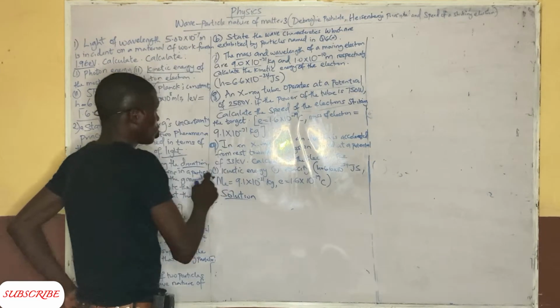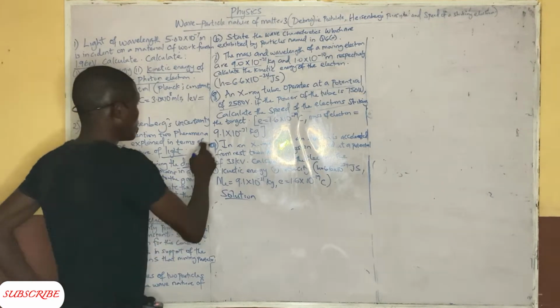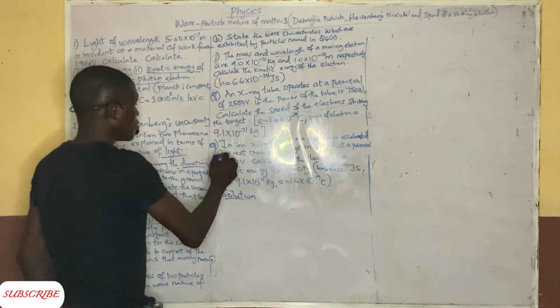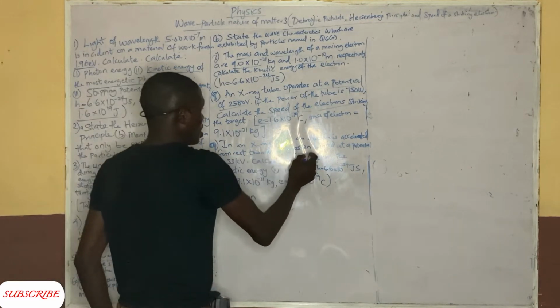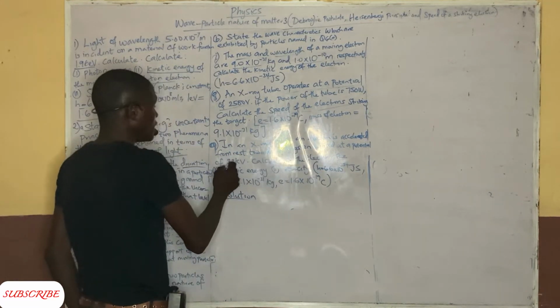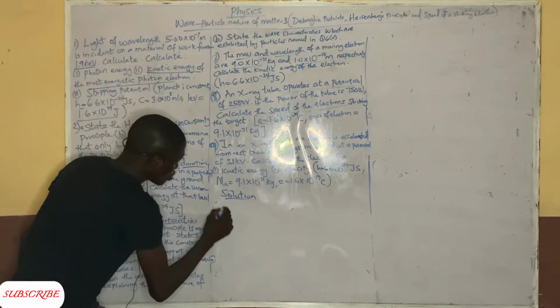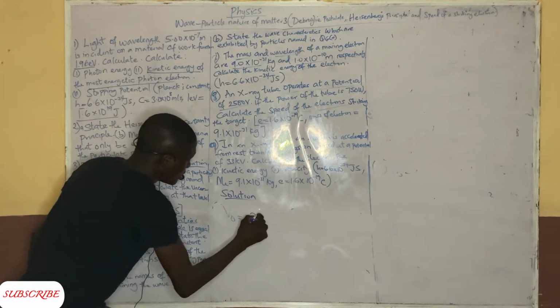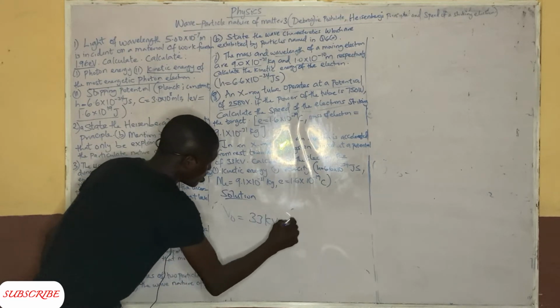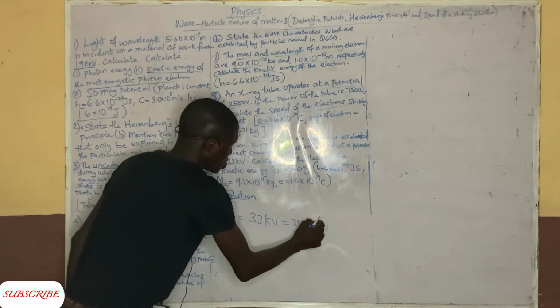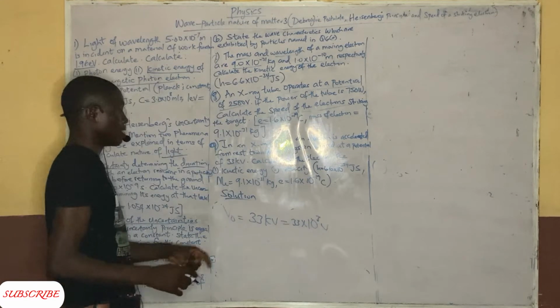Now question number 9, which is the last question, says that in an X-ray tube, an electron is accelerated from rest toward a tungsten target at a potential of 33 kilovolts. Now, the stopping potential here is 33 kilovolts, which is equal to 33 times 10 to the power 3 volts. That's what we mean by kilo. Kilo is 10 to the power 3.